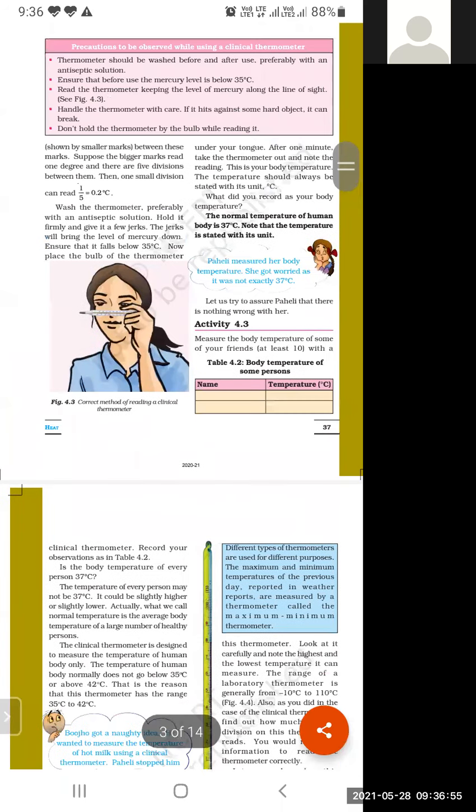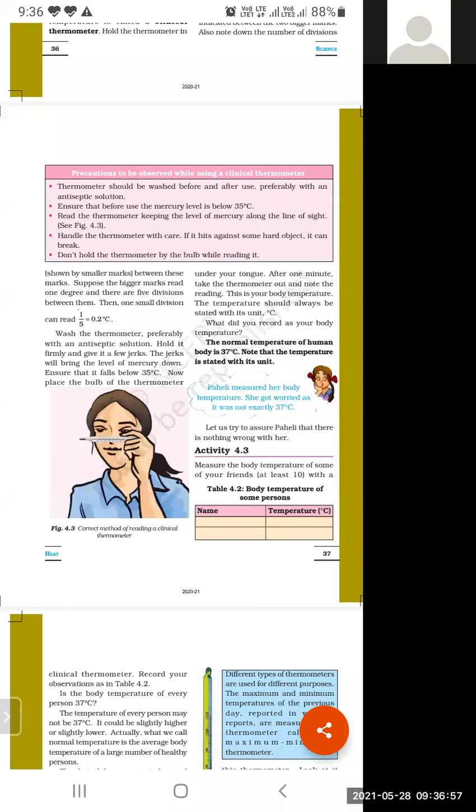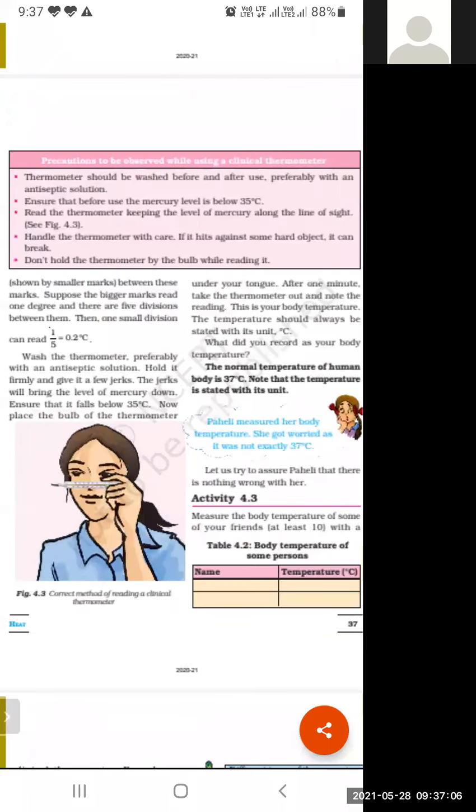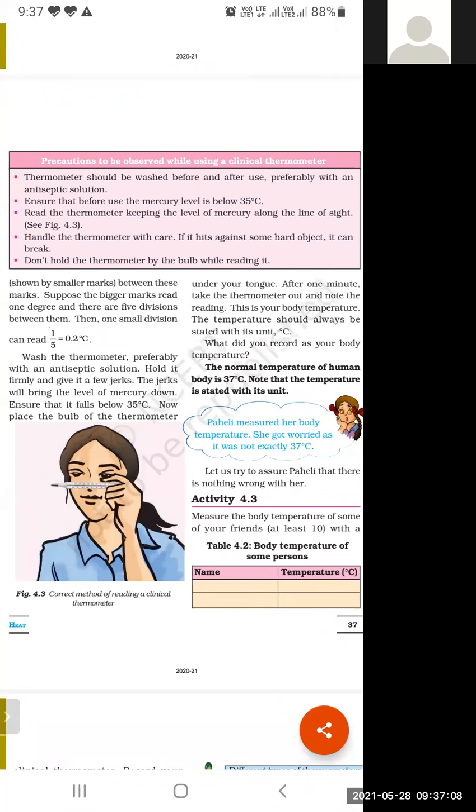Then we have learned about the precautions while using a thermometer, whether it is a clinical or laboratory thermometer. So there are some precautions you have to learn, which are given in a pink box.